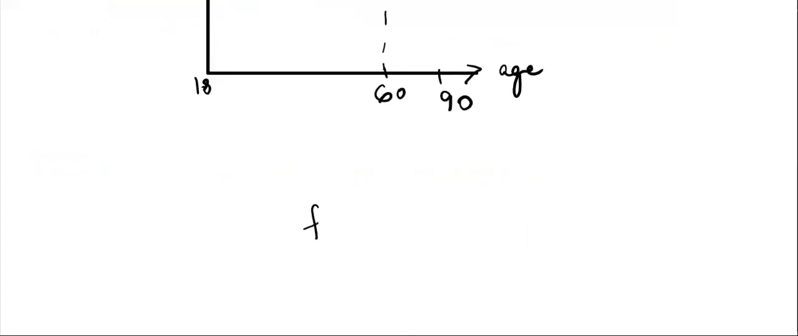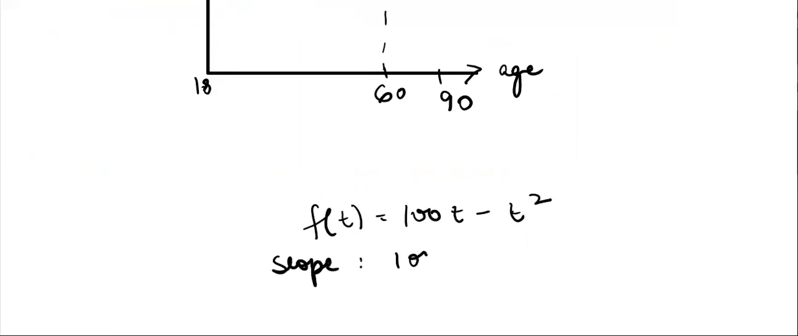So if my function of income is 100t minus t square, what is the slope? Slope will be 100 minus 2t. Isn't it the case? The slope would be 100 minus 2t. This is the slope of the function. The slope of the function is dependent on the value of t.